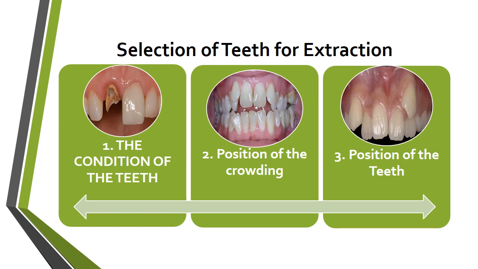The teeth that are grossly malpositioned or transpositioned and would be very difficult to align are usually more preferable to be extracted. And we have to bear in mind sometimes that the position of the apex of those teeth will be much more difficult to align than moving the crown. So all these considerations have to be thought about when deciding which tooth is going to be extracted.